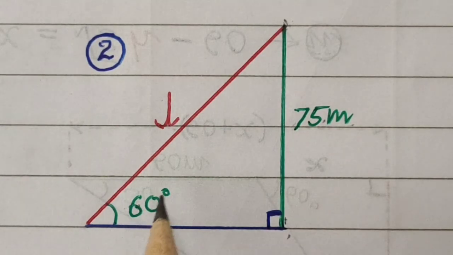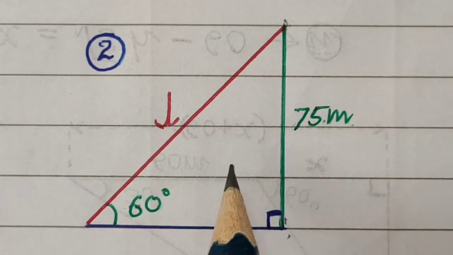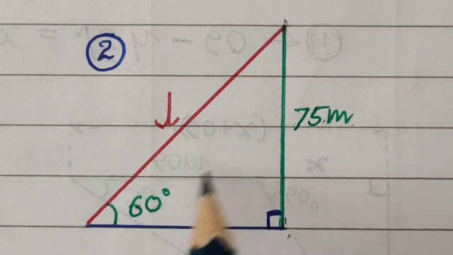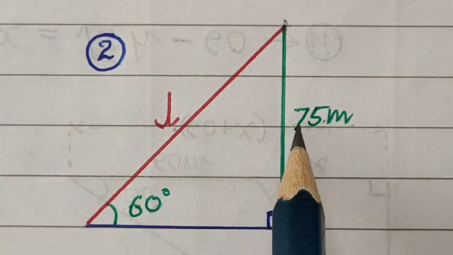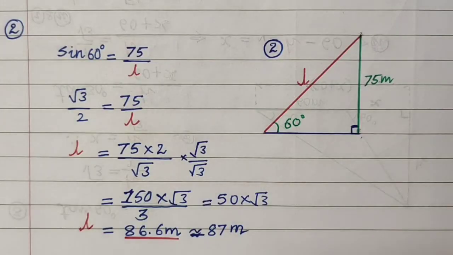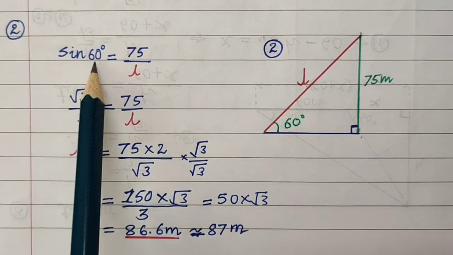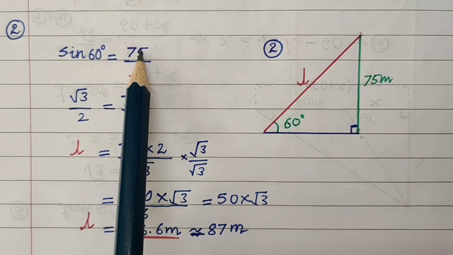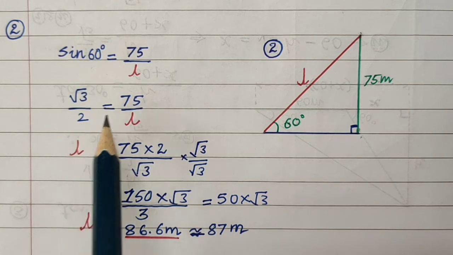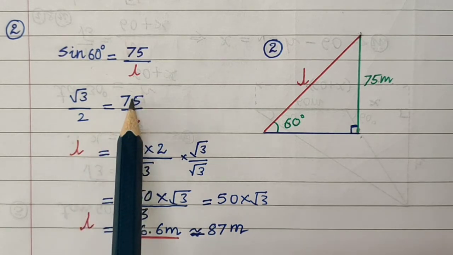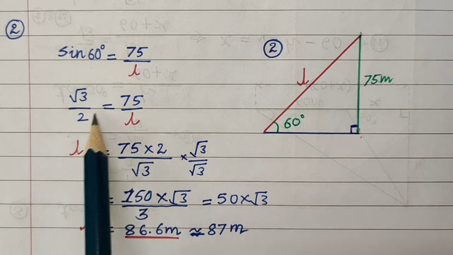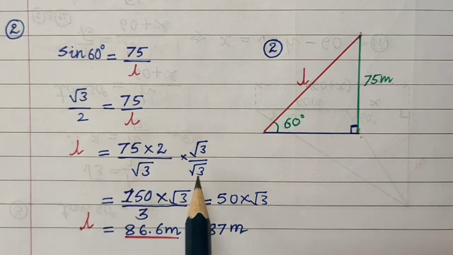So we have to use sine theta for this, because there is an opposite side divided by hypotenuse, or perpendicular divided by hypotenuse, equal to sine 60. Sine 60 degrees is equal to opposite side divided by hypotenuse. Sine 60 is root 3 by 2. 75 divided by L. Then L is equal to 75 into 2 divided by root 3.